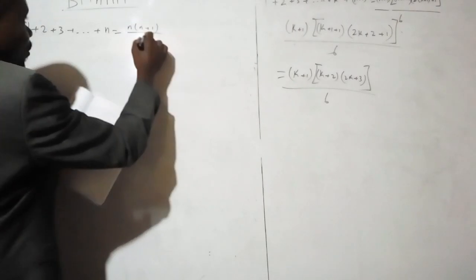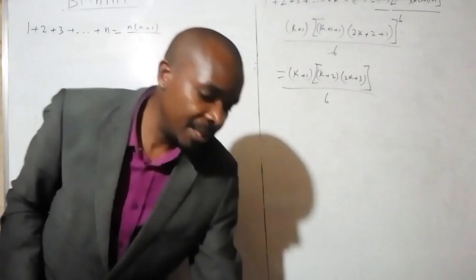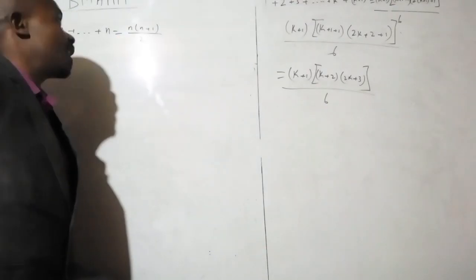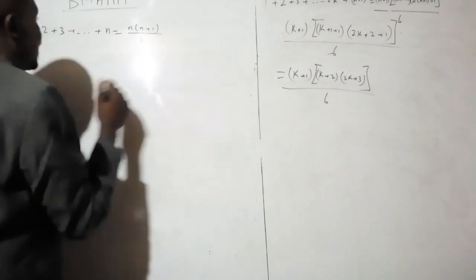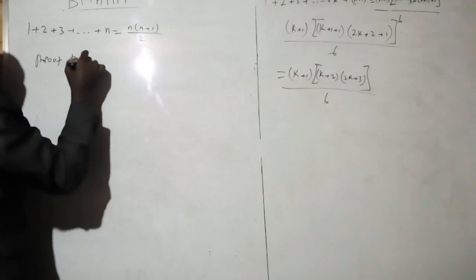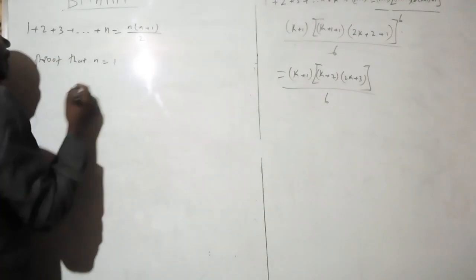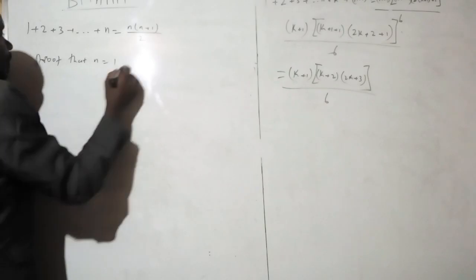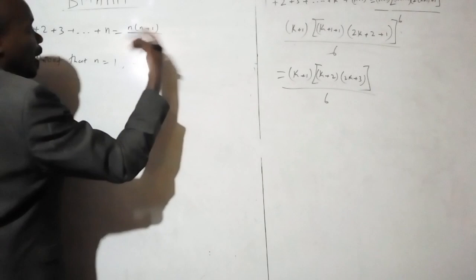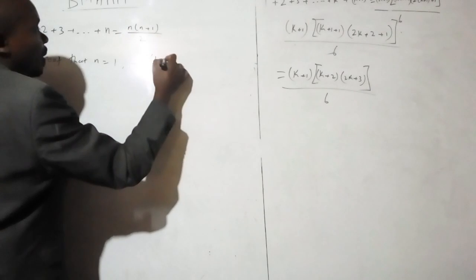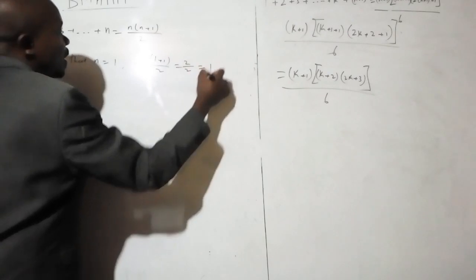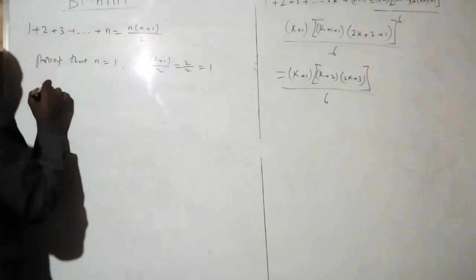In this kind of sums, the first thing you are supposed to do is to prove that n is equals to 1 for our right hand side. Prove that n is equals to 1, where we have n replaced with the 1 on our right hand side, 1 times 1 plus 1 over 2. 1 plus 1 is 2, and this is 1. Therefore, n is equals to 1. It holds.